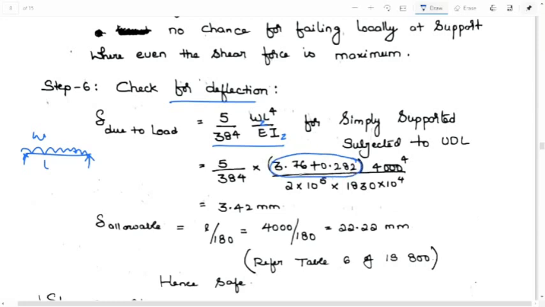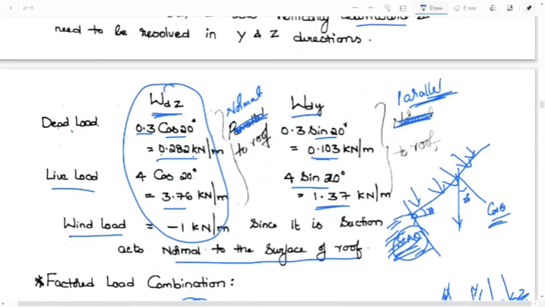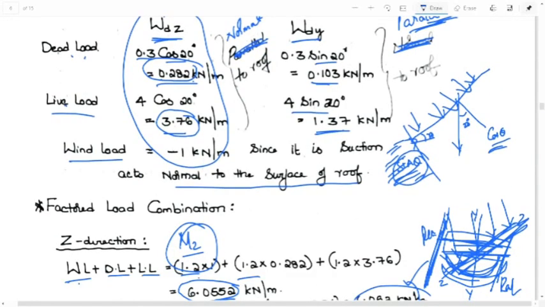Okay, we are not considering the wind loads, and we are considering only dead load and live load in that particular case. And when we are calculating the loads, you have to take care that you are calculating the unfactored loads. As you can see here, 0.282 and 3.76 are the live load and dead load before multiplying with the 1.2 factor.